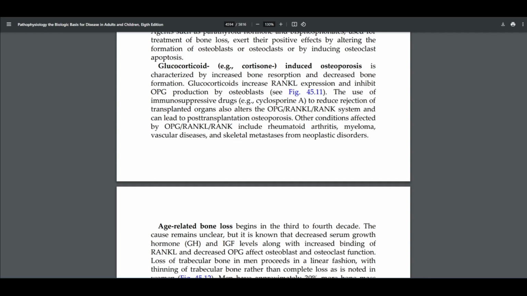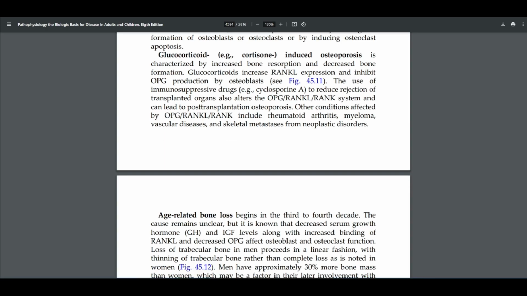Glucocorticoid-induced osteoporosis is characterized by increased bone resorption and decreased bone formation. Glucocorticoids increase RANKL expression and inhibit OPG production by osteoblasts. The use of immunosuppressive drugs to reduce rejection of transplanted organs also alters the OPG-RANKL-RANK system and can lead to post-transplantation osteoporosis. Other conditions affected by the OPG-RANKL-RANK system include rheumatoid arthritis, myeloma, vascular disease, and skeletal metastases from neoplastic disorders.